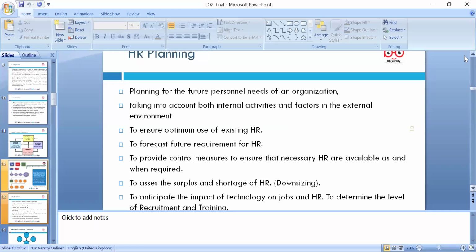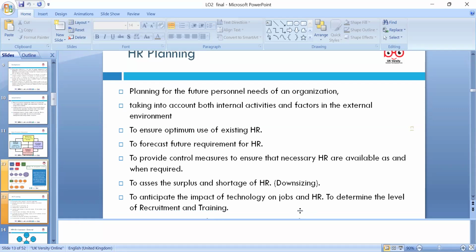If you're using new technology, maybe we don't need as many people, because robots are coming, machines are coming. We need to look at less human resource now, but we need more technical resource, to assess the surplus or the shortage of HR. We can look at the anticipated impact of technology on jobs and HR, and determine the level of recruitment. That is all we need to look at.